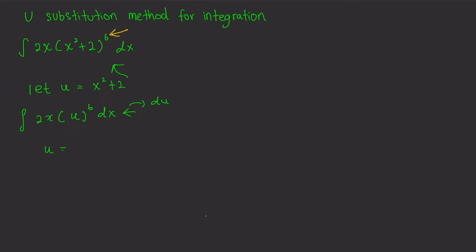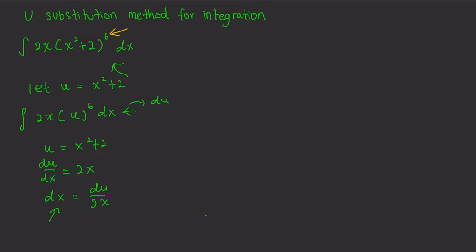So u is equal to x squared plus 2, and then du over dx is equal to 2x. Then dx is equal to du over 2x. Once you have dx, we can put this back and write it back, so u to the power of 6, and we change dx to du over 2x. So we now can cancel out 2x with 2x, and it will give us u to the power of 6 du.